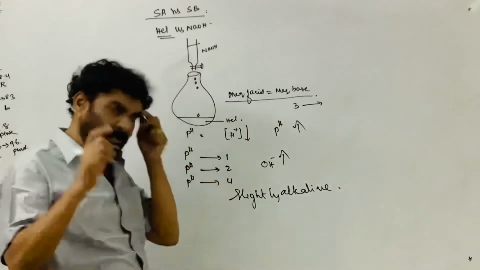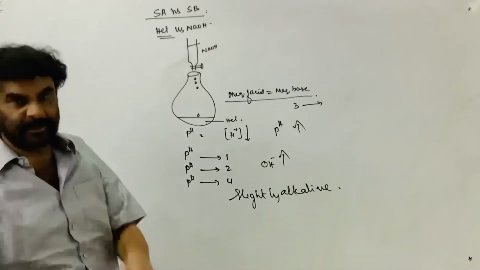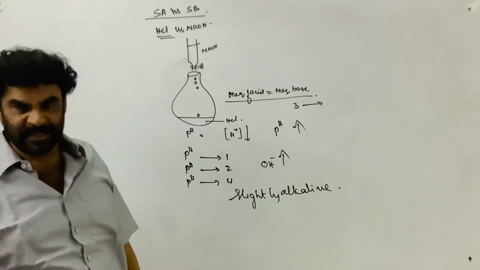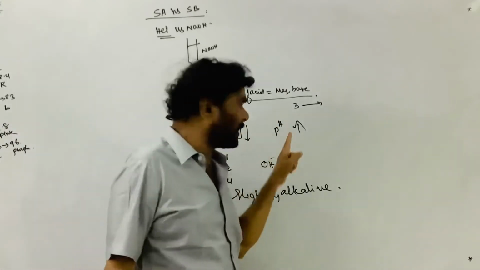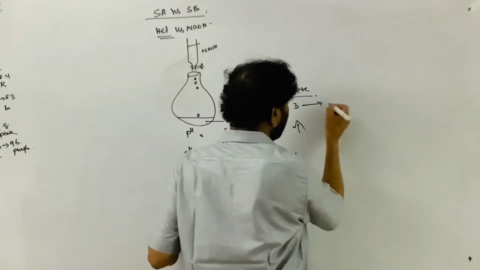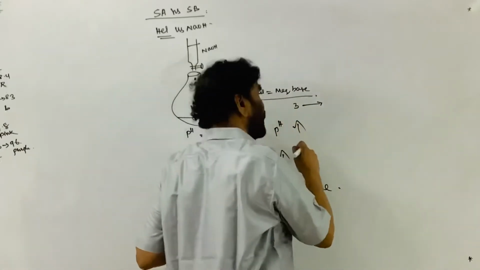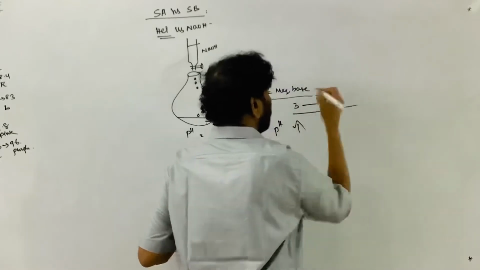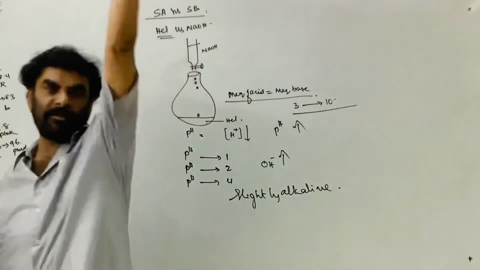pH 3 means, as I told you, it is still acidic. You can't stop there, because HCl or H+ ion is still present. If you add one more drop, what happens? The solution is completely neutralized and creates alkaline conditions. The pH jumps from 3 to 10.